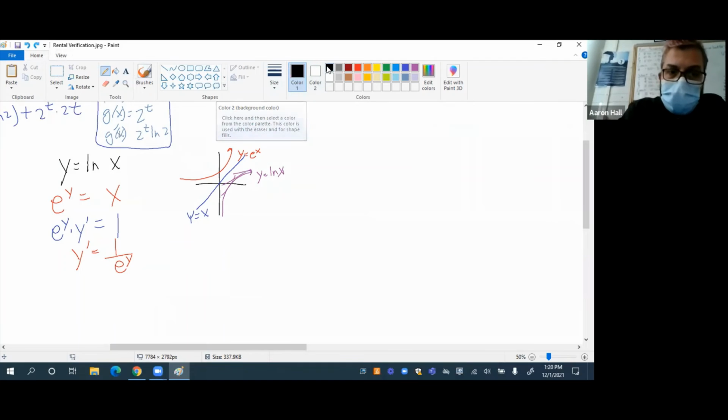So that's our next flashcard. We're going to plug that in. So we get y equals ln of x, and the derivative of ln of x is 1 over x.